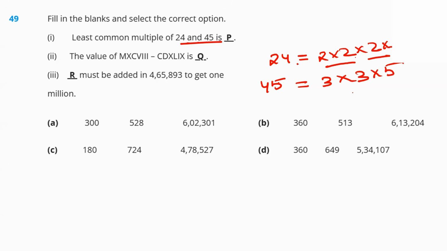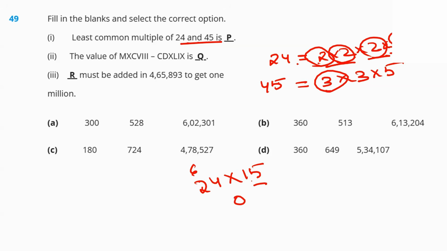Okay. So what's the LCM? 2 into 2, 4 into 2, 8. 3 is common. So 8 into 3. 8 into 3 is how much? 24. 24 into 15. That's the answer. 15, 4 times 60. 0 carries 6. 15 2s are 30 plus 6, 36. 360 is the answer. So 360 is the answer to the first one. Option A and C already eliminated. Okay. Now next, this question.